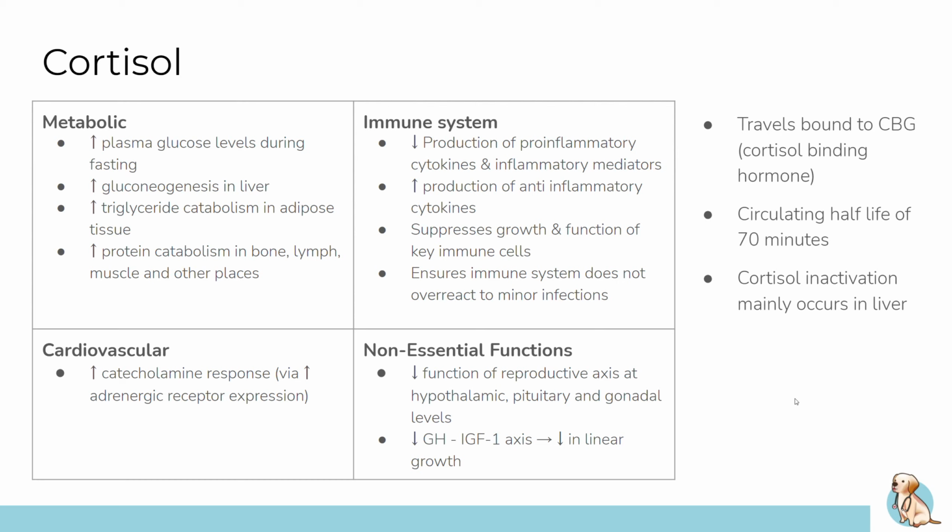Cortisol has four main areas of action. The way you think about cortisol is because it's a stress hormone, you think about what happens when you're stressed. When you're stressed, you need a lot of energy. So in your metabolic section, you're increasing your plasma glucose and breaking down all your triglycerides and your proteins. For your immune system, we suppress it a little bit to ensure it doesn't overreact to anything minor. So basically, metabolic things are increased, and the immune system is decreased.